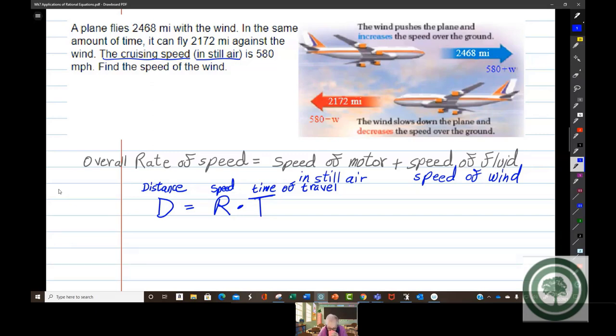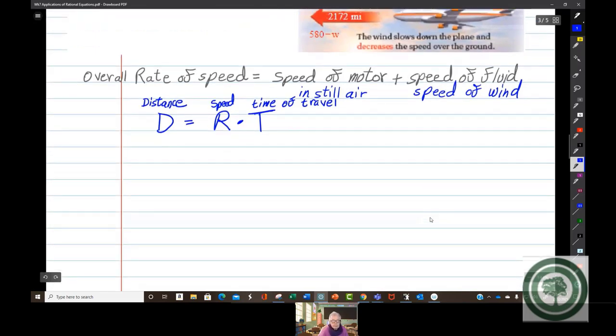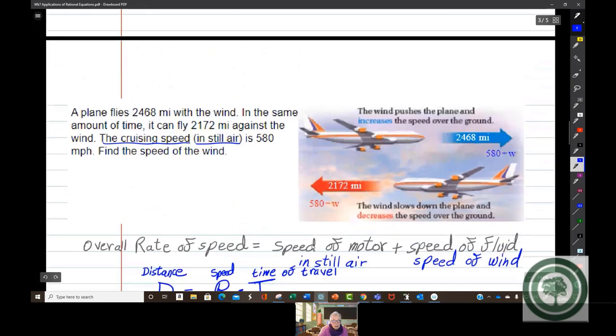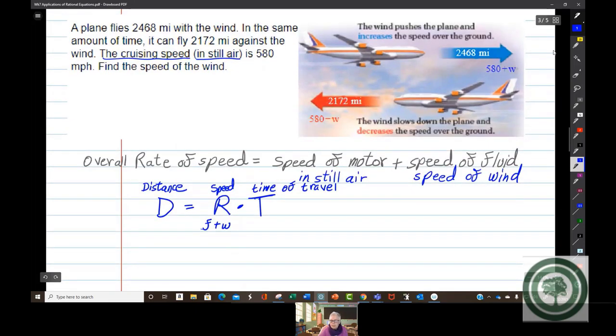Okay. That means the speed of the motor, or the speed in still air, plus the speed of the wind. So first, we could say speed through the fluid plus the wind speed, if they're going in the same direction. But we know what it is, right? The fluid is the wind speed. I mean, of the motor. So let's go back.